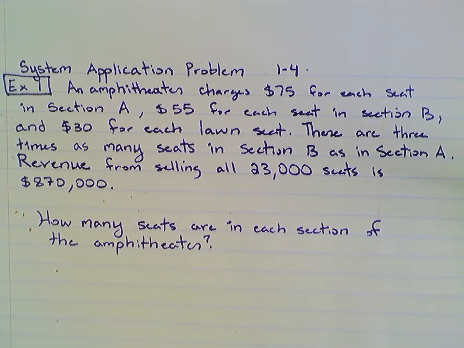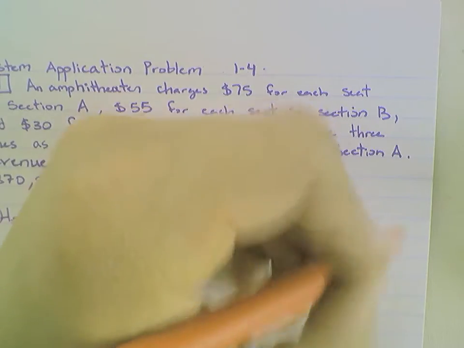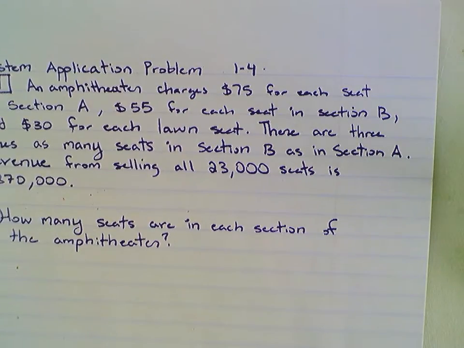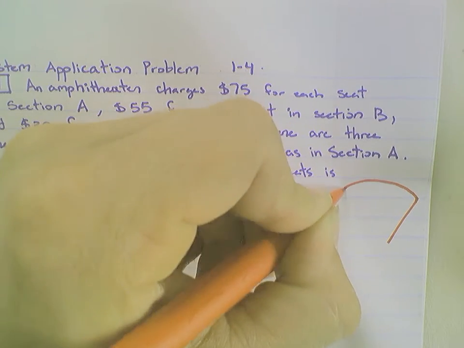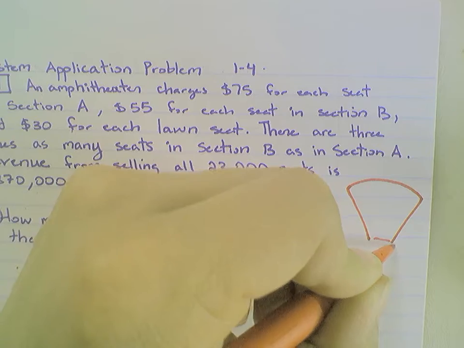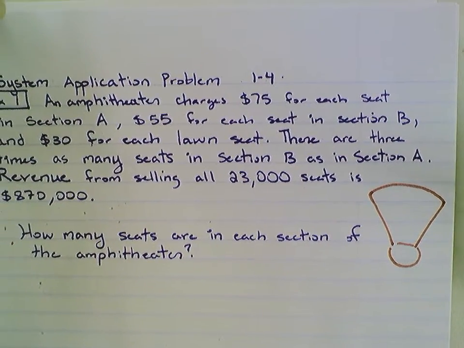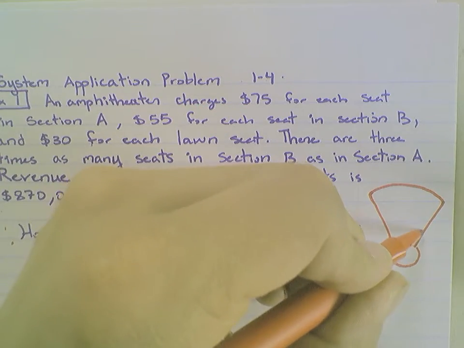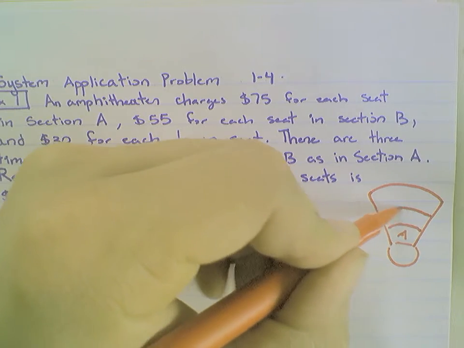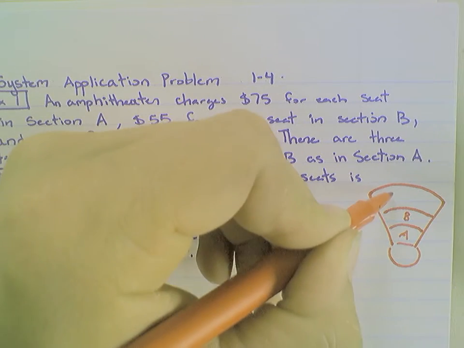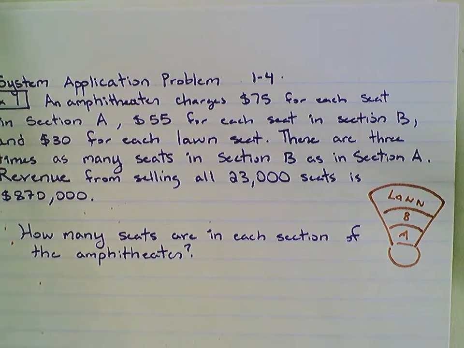So if we just think about what this problem is really saying to us, let me draw a picture off to the side. We have an outdoor theater, so usually those are shaped kind of like this. They'll usually have a stage here, kind of an area there. It looks like for section A they're charging $75, so maybe section A is this middle section here. Section B might be a little further back, and then maybe you have the lawn behind it.